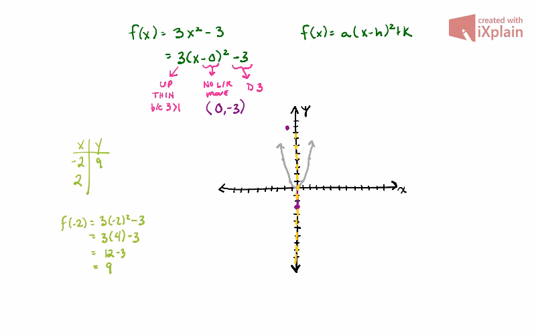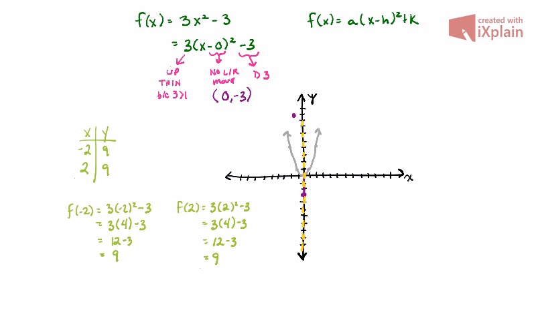And then again, if I do the same thing, if I now look at f of 2, watch what happens. And here's where that idea of symmetry is going to come in. So this is 3 times 2 squared, which is 4. 3 times 4 is 12. And then 12 minus 3 gives me 9 again. So the fact that they're symmetric means that they will have the same output here. So that means that I can come over here and find 2, 9.